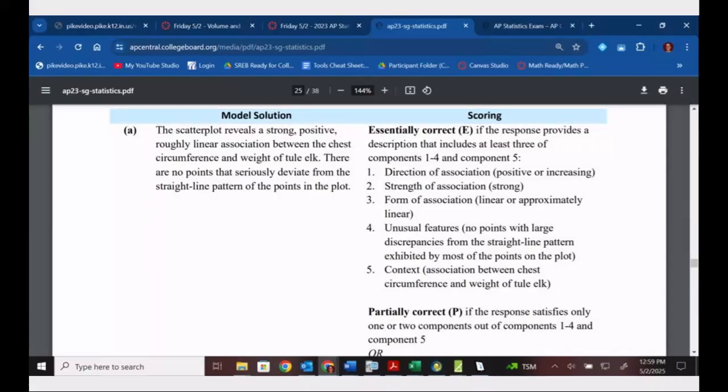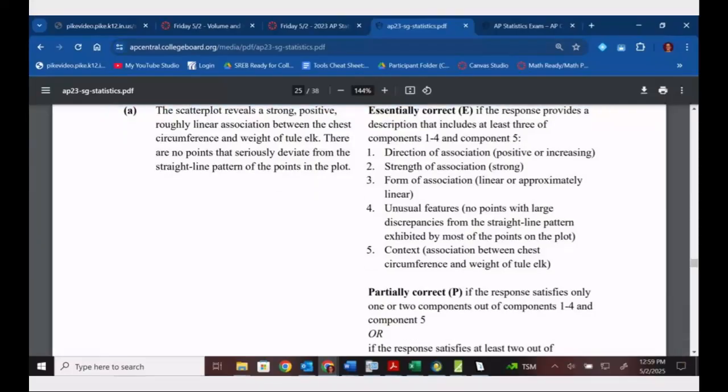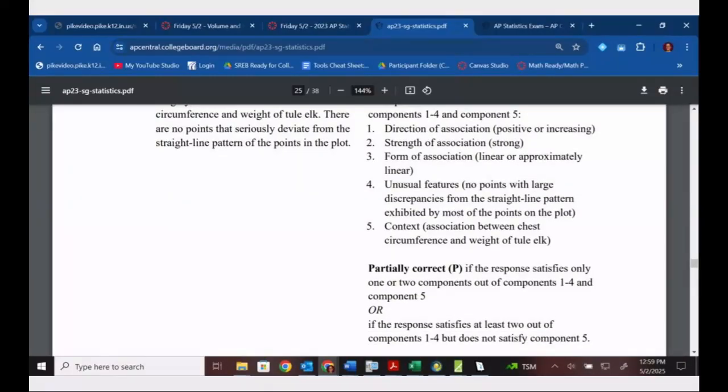So the direction of the association, positive or increasing. The strength of the association, strong. The form of the association, linear or approximately linear. Unusual features, no points with large discrepancies from the straight line pattern exhibited by most of the points on the plot. Context, the association between chest circumference and weight of tule elk. You have to have the context in there along with 3 of these 4 components in order to get an essentially correct.